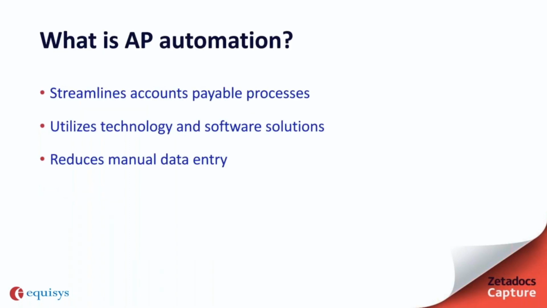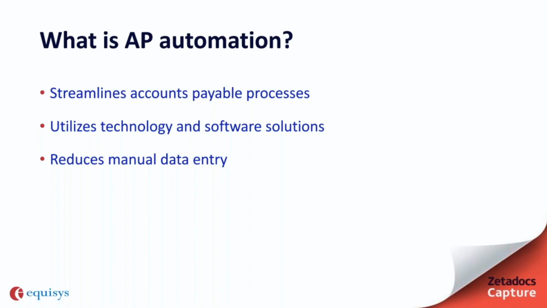Before we dive into all of that, let's first define what we mean by AP automation. AP automation, or accounts payable automation, refers to using technology to streamline the process of managing and paying supplier invoices. AP automation aims to improve efficiency, reduce errors, enhance compliance, and save time and resources in the accounts payable process. It can lead to better financial management and help organizations maintain strong supplier relationships by ensuring timely and accurate payments.